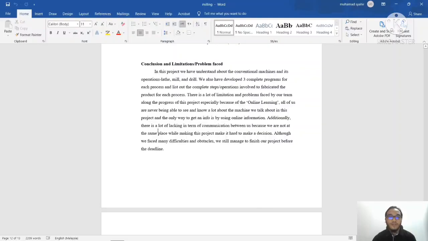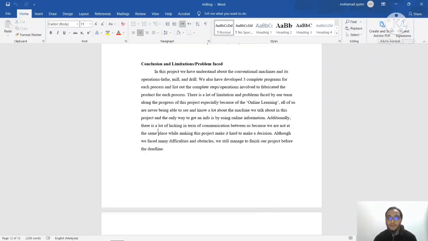Thank you. For the conclusion and the limitations or problems we faced in this project, we have understood the conventional machines and their operation, such as the lathe, mill, and drill. We also have developed three complete programs, one for each process, and listed out the complete steps or operations involved to fabricate the product for each process.